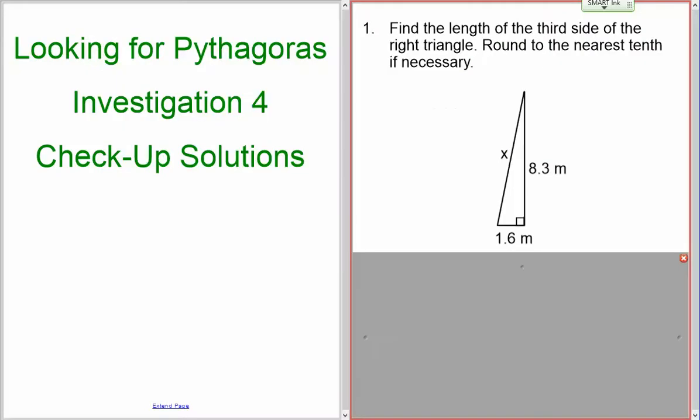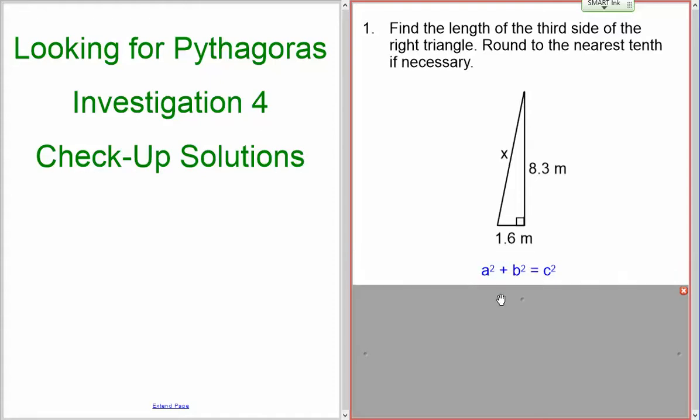We're going to start off with some Pythagorean theorem practice here. Find the length of the third side of this right triangle. Round to the nearest tenth if necessary. Here's the Pythagorean theorem. We've shown this in various ways, but I'm going to rely heavily on the algebra here using the formula.